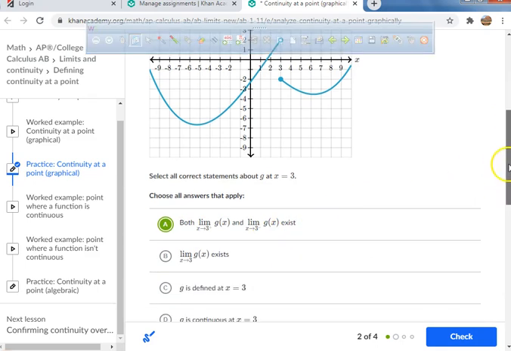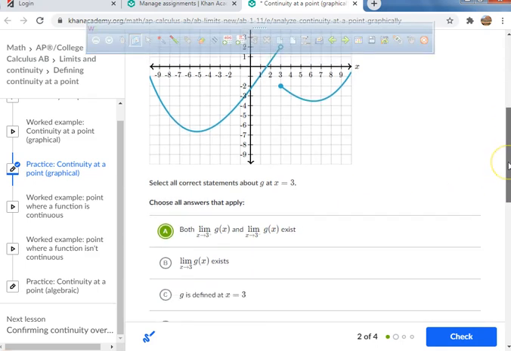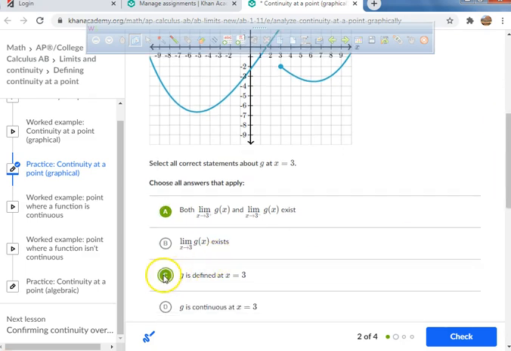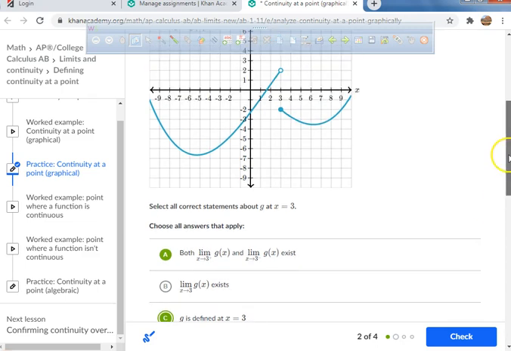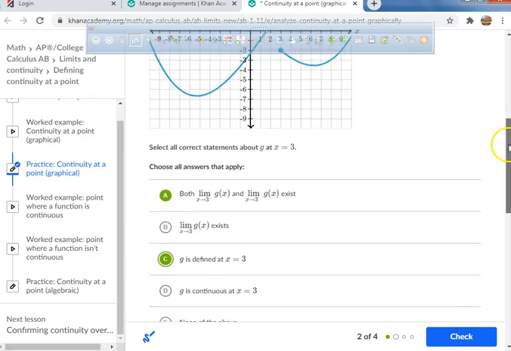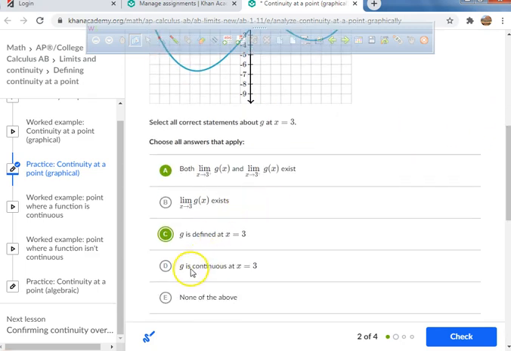Does the limit actually exist? I'm going to say no, because it's going to two different points. But is it defined at x equals 3? I'm going to say yes, it is defined, and it's defined at -2 at x equals 3. Is it continuous? No.